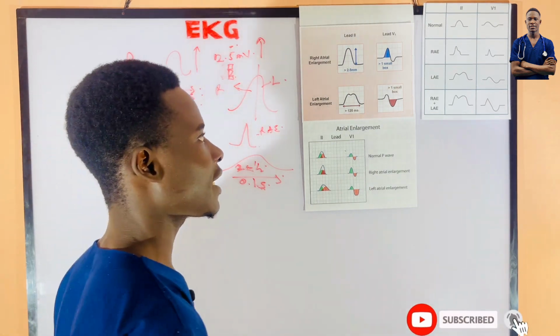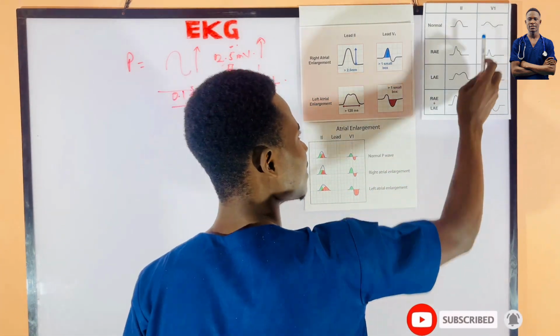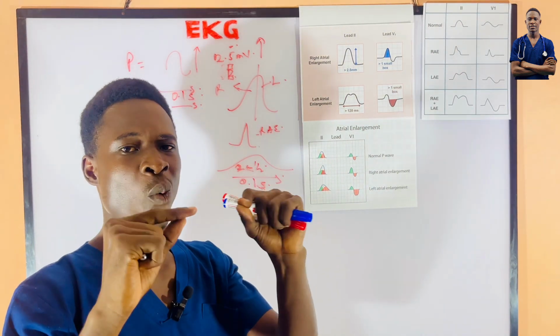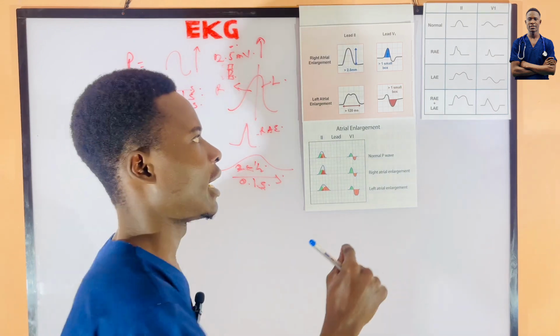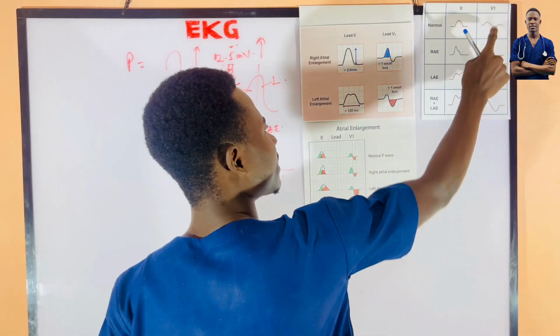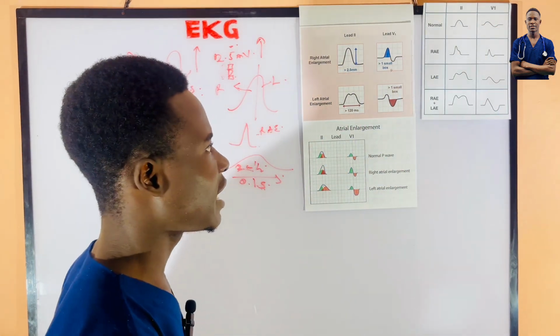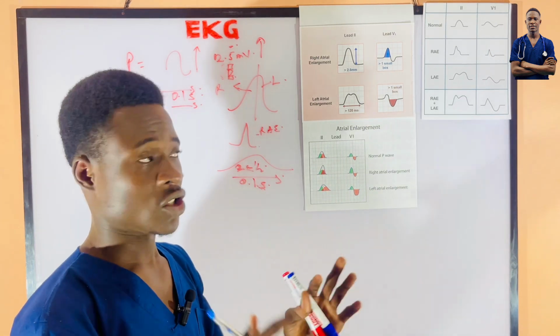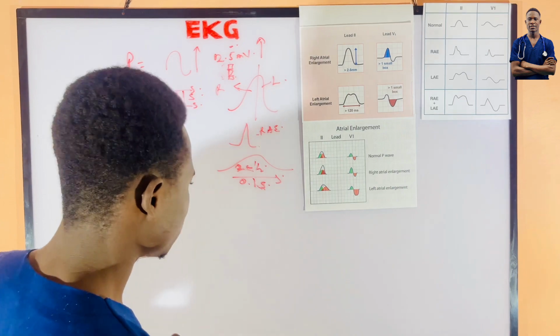When it's a biphasic, the positive part must be only one small box. And then when it is a biphasic, the negative part must also be not more than one small box. Now, let's look at something over here.